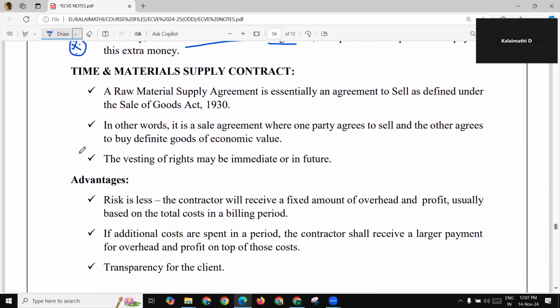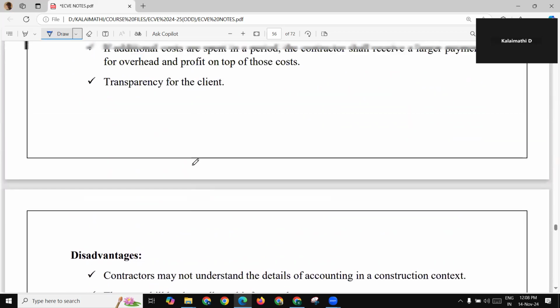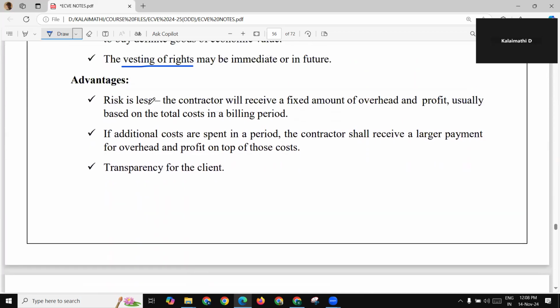Next, time and material supply contract. The raw material supply agreement is essentially an agreement to sell as defined under the Sales of Goods Act 1930. In other words, it is a sale agreement where one party agrees to sell and the other agrees to buy definite goods of economic value. The vesting of rights may be immediate or in future. In this, risk is less. Contractor will receive a fixed amount of overhead and profit, usually based on the total cost in a billing period.